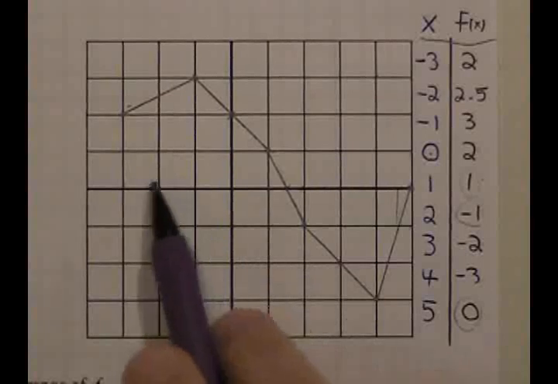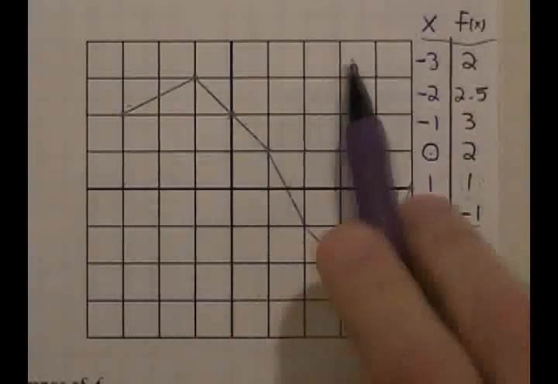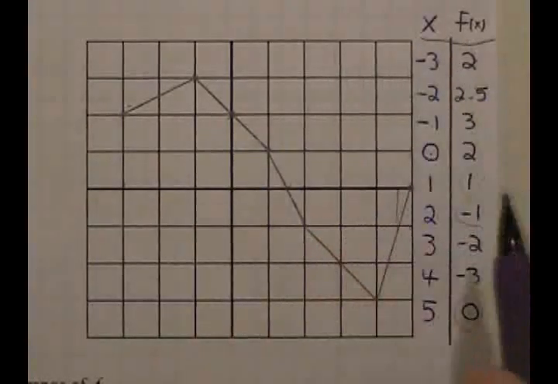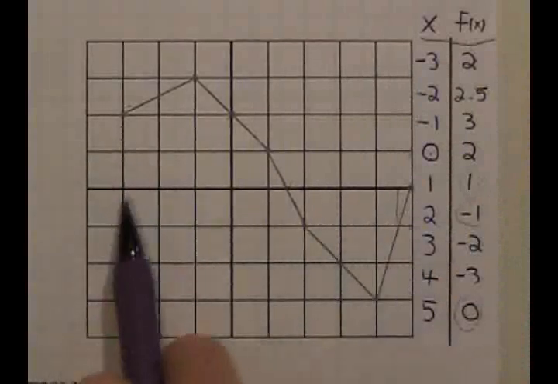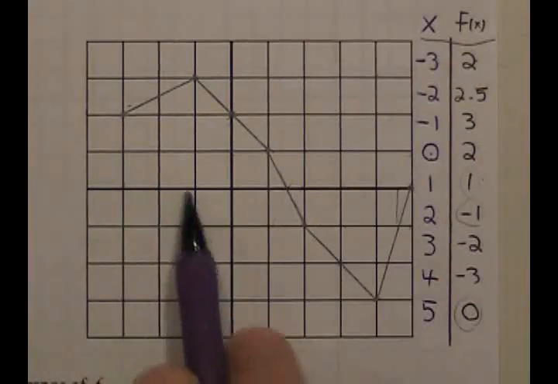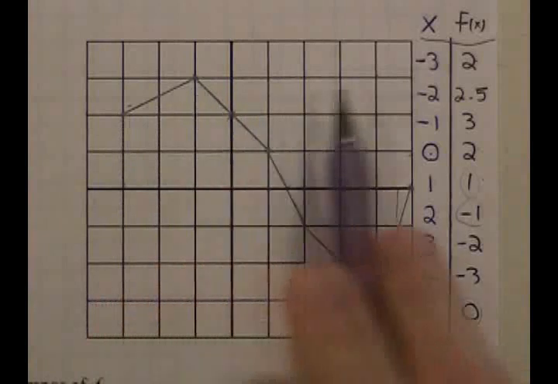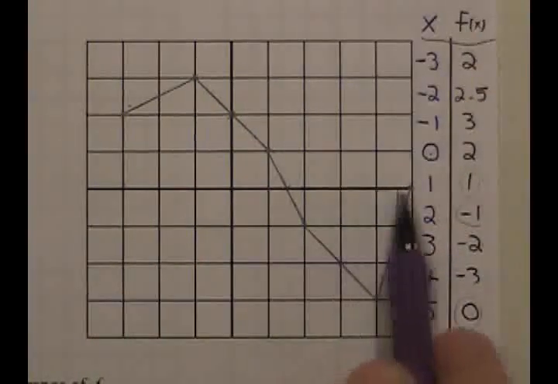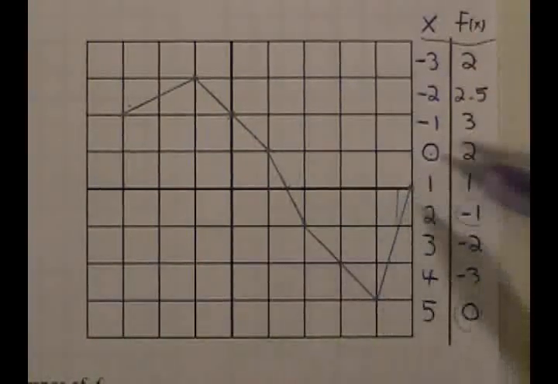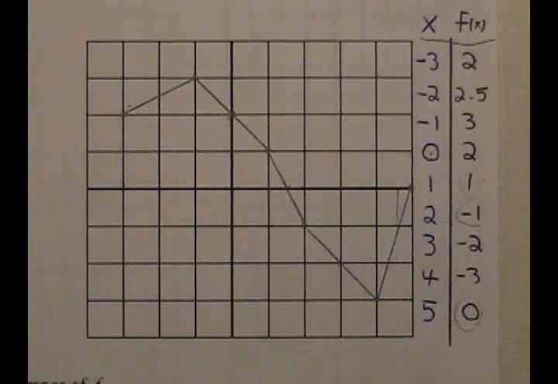Lastly, give the values of x where f is increasing. Increasing means where the graph is going up and to the right, like this. So it's increasing from -3 to -2 because that's where the graph is going up, and it's also increasing from 4 to 5 because that's where it's going up there. And that's it for this question.